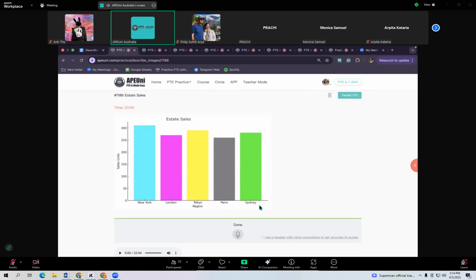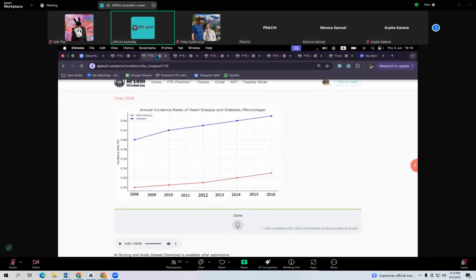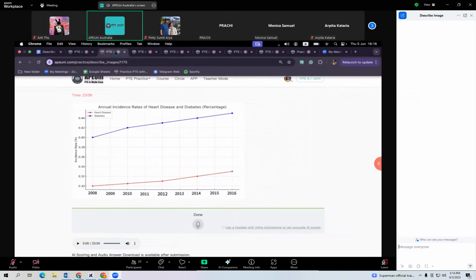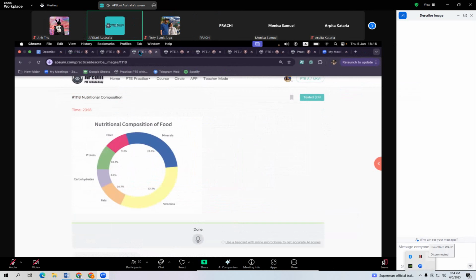Next one, the image shows the importance of annual incidence rates of heart disease and diabetes. It also provides information about heart disease and diabetes from the year 2008 up to the year 2016. For this one, the image shows the importance of nutritional composition of food, and it also provides information about minerals, vitamins, fats, carbohydrates, protein, and fiber, right? So we got our components number 1 and 2 for line graph, bar graph, and pie chart.